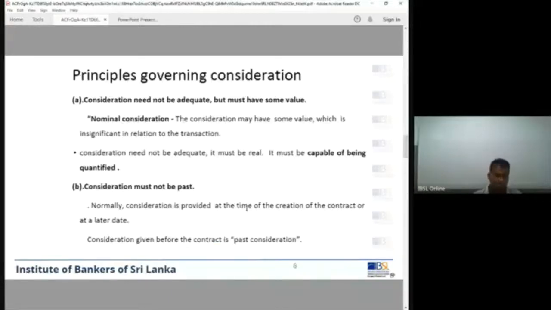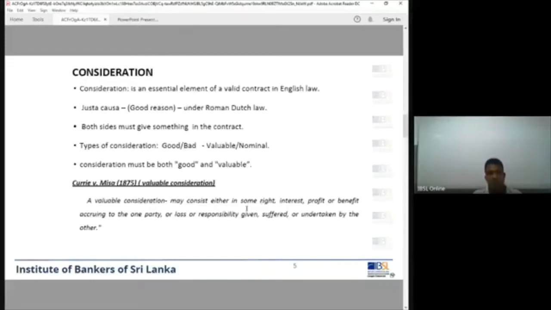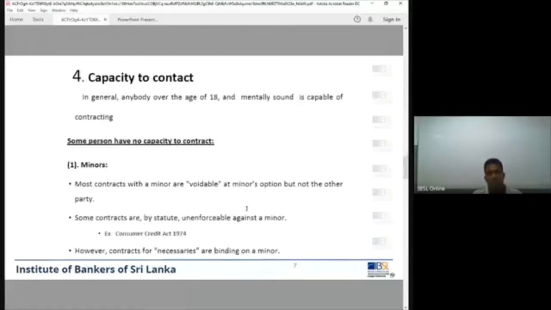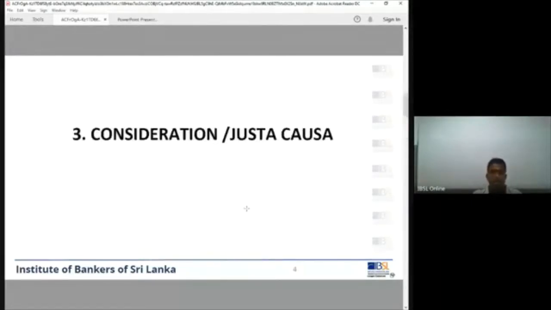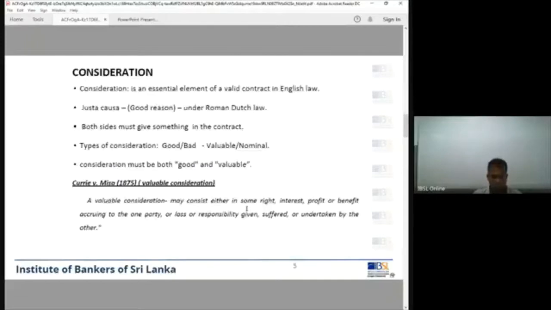So that is about the principles governing consideration. So the element consideration and justa causa we have discussed now. If you have any questions from here, on consideration or justa causa, you can ask those questions now. Do you have any questions?